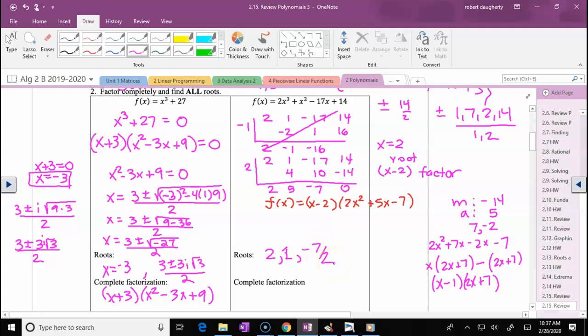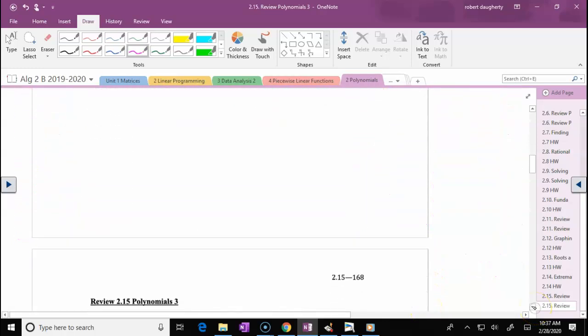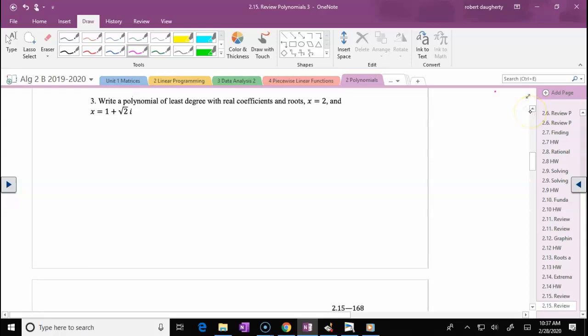Complete factorization is f of x equal x minus 2, x minus 1, and 2x plus 7. Write a polynomial of least degree with coefficients 2 and 1 plus root 2i.